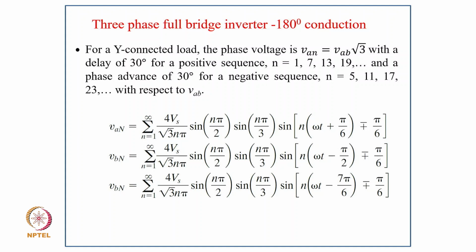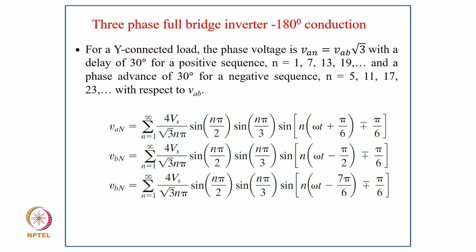The positive sequence n equal to 1, 7, 13, 19 and a phase advance of 30 degrees for a negative sequence n equal to 5, 11, 17, 23 with respect to VAB. So VAN, n equal to 1 to infinity, 4 Vs upon root 3 pi, sin n pi by 2, sin n pi by 3, into sin n omega t plus pi by 6 plus minus pi by 6.